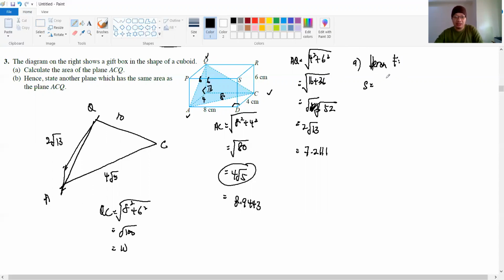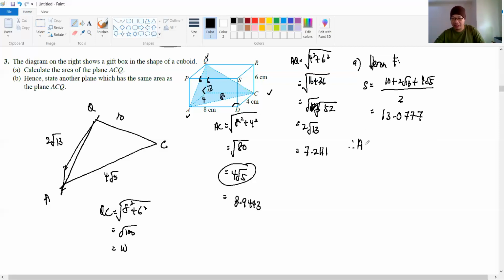So the perimeter is 10 plus 2 square root 13 plus 4 square root 5, divided by 2. So how much do you get here? 10 plus 2 square root 13 plus 4 square root 5, divided by 2. So the answer is 13.0777. Okay, this is the answer. I rounded off to 4 decimal places. Okay, so that is number 1.